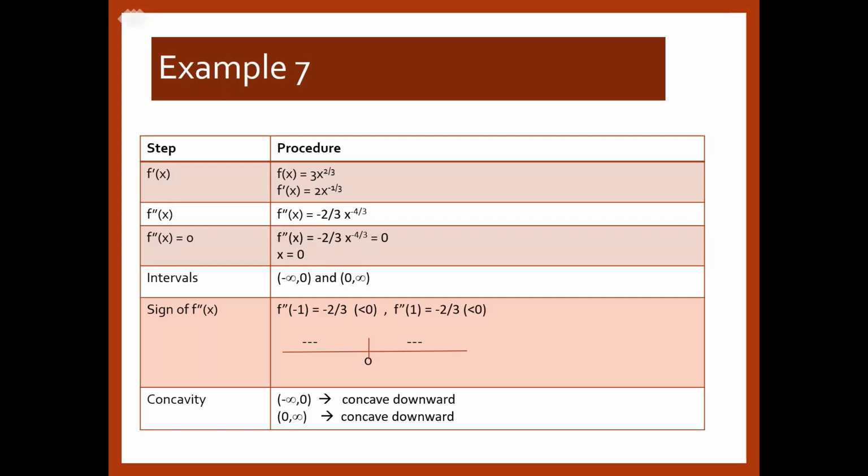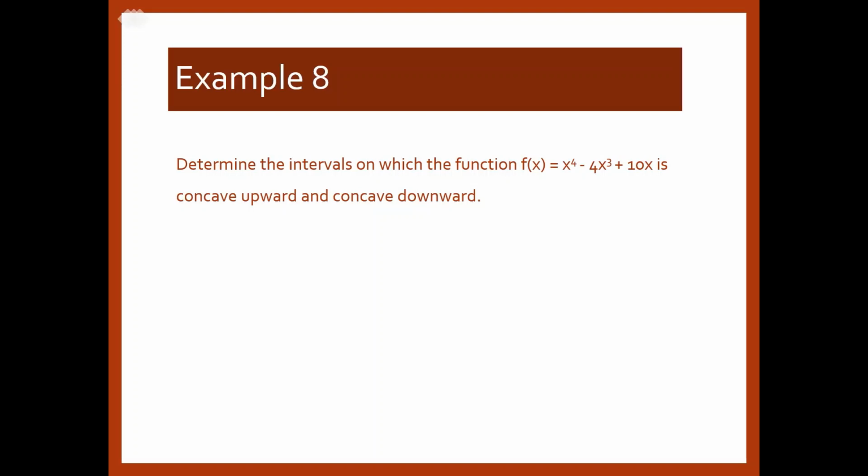By taking x equal to 0 as the cutting point, you will obtain two intervals, which are negative infinity to 0 and 0 to infinity. Then, for the sign of f double prime, by taking any value within the interval, you will get negative from 0 to the left and negative from 0 to the right. As both intervals have a negative sign, we can conclude that both intervals, negative infinity to 0 and 0 to infinity, are concave downward. Refer to example 8.